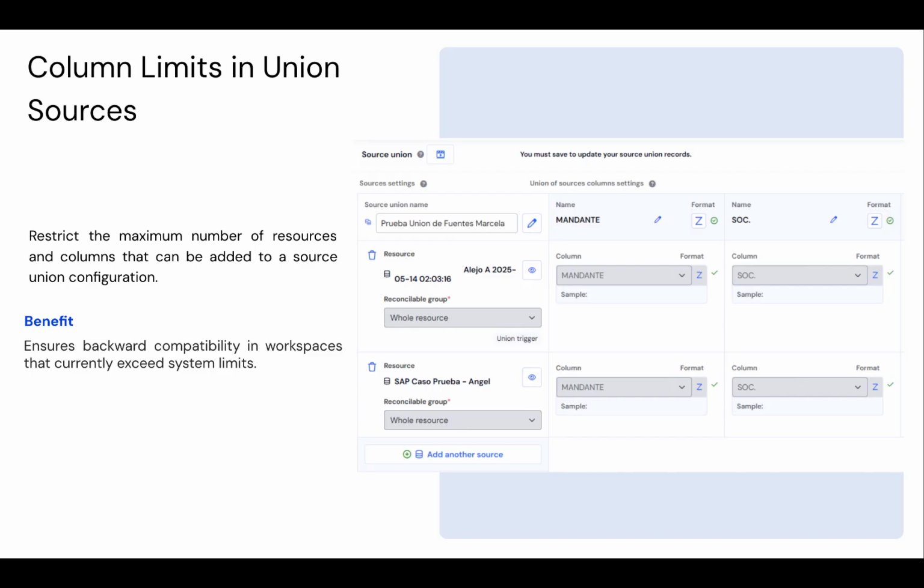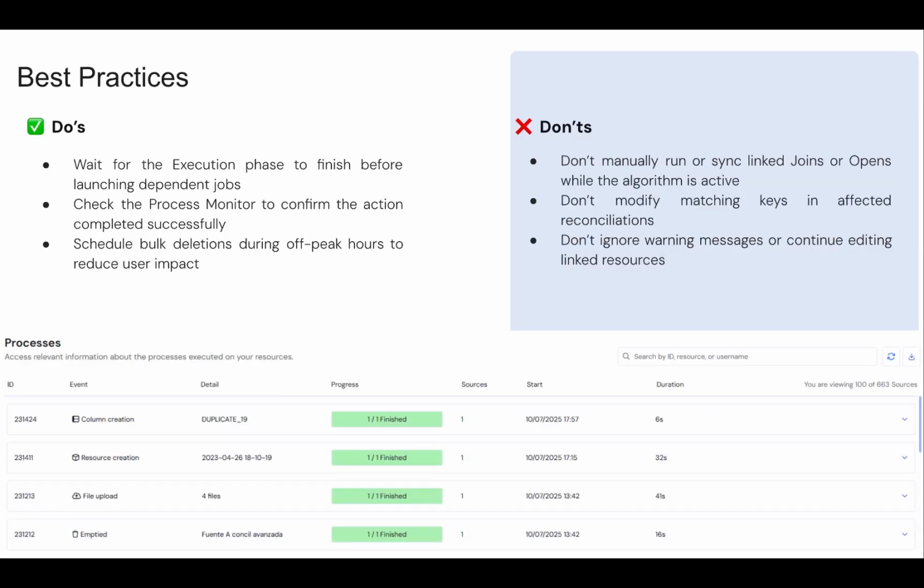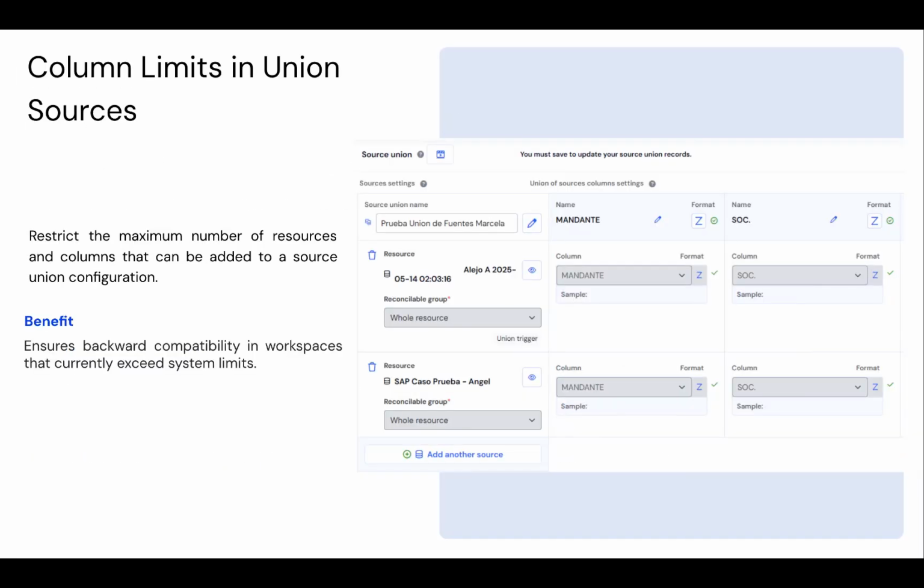Best practice recommendation? Be mindful of what you really need in your union. Include only the columns essential for your process. Limit the number of sources where possible to ensure optimal performance. This change ensures a smoother experience as you scale your use of Symmetric.